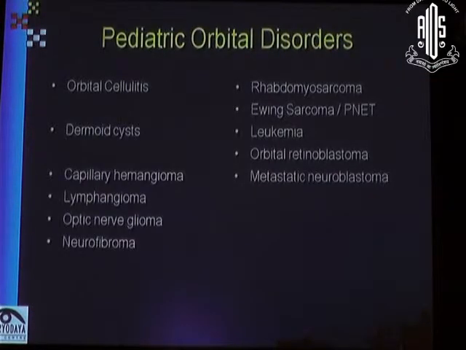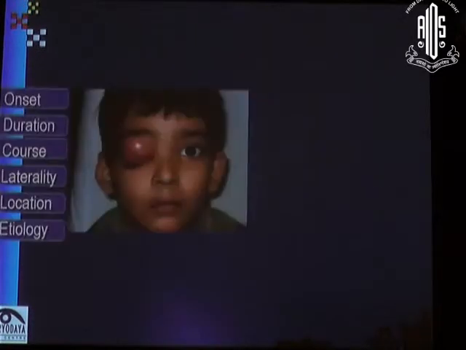So the pediatric orbital diseases that we encounter are either benign or malignant. Benign could be inflammatory, structural, tumors, or vascular disorders. And the common malignant conditions you would encounter are rhabdomyosarcoma, PNET, leukemias, orbital retinoblastoma, or metastatic neuroblastoma. And we'll take a look at how they look.